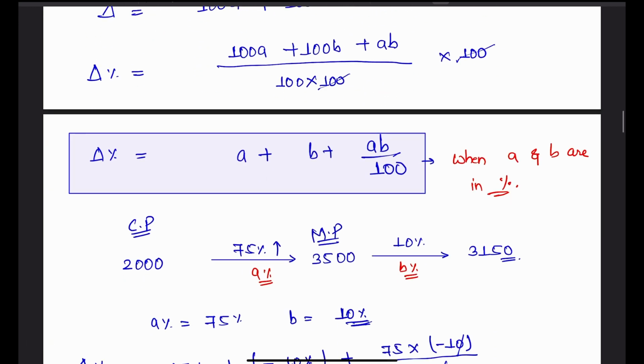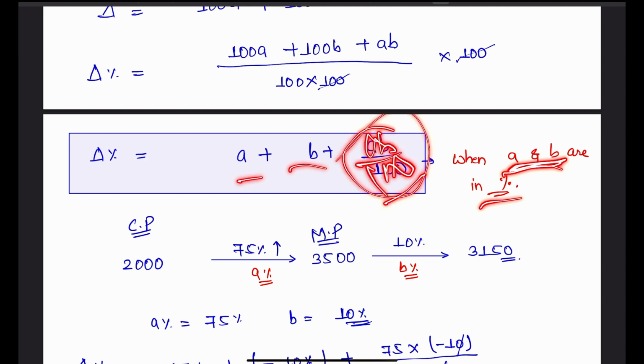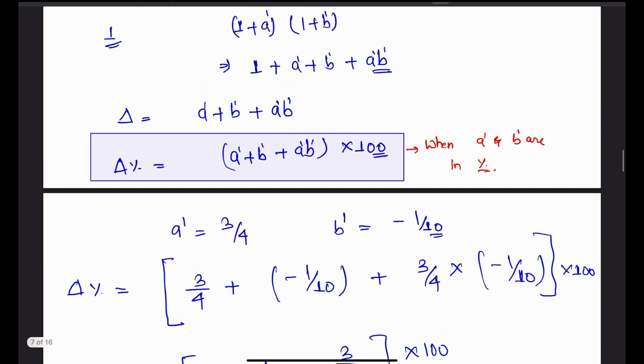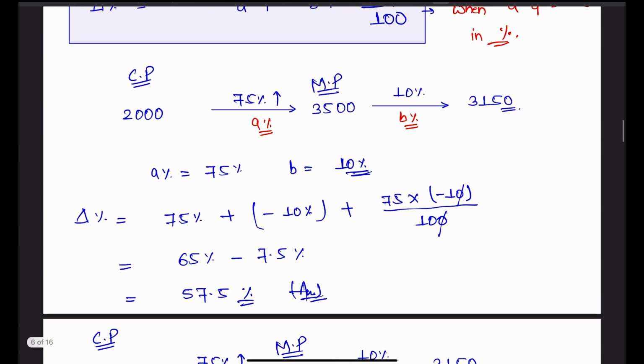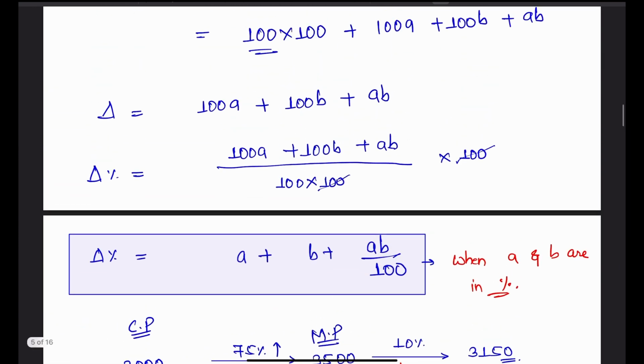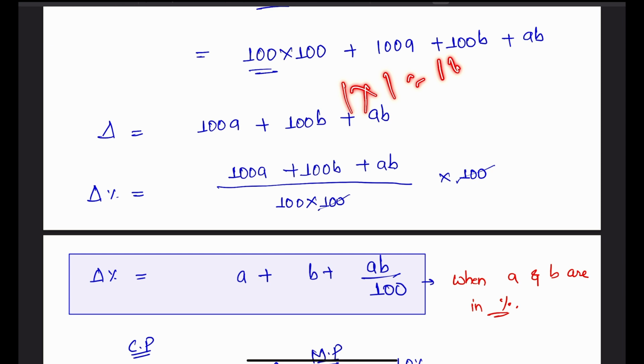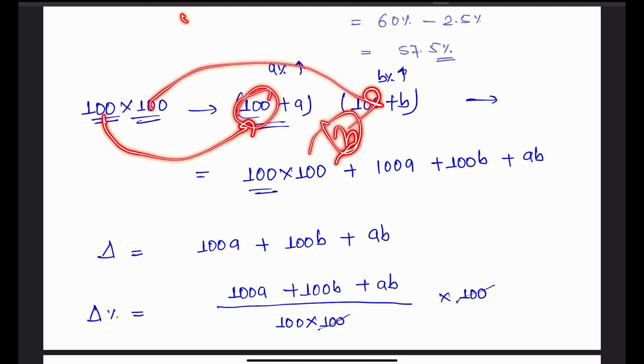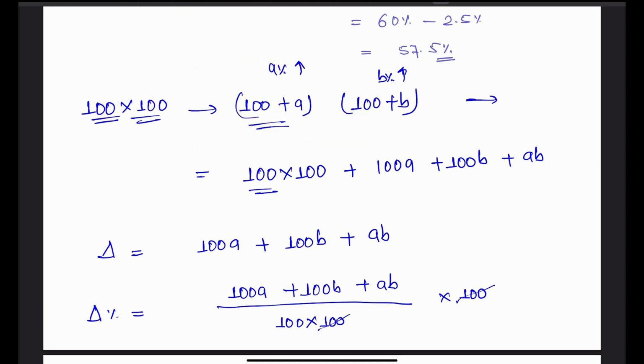Then one formula also I derived. That formula is, when A and B are in percentage terms, A plus B plus AB by 100. That will be our formula. After that, we derived one more formula when A dash and B dash are in percentage. So it's nothing but A plus B plus A dash B dash. Why is there a difference of 100? Here no 100, and here is 100, because 1 into 1 is 1, but 100 into 100 becomes 10000. So in this one I increase A percent, in this one I increase B percent, and the percentage one we have already discussed.